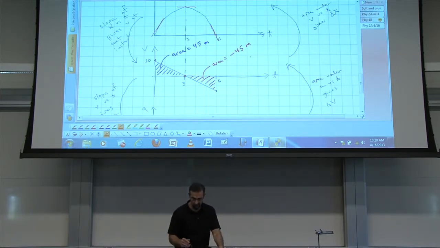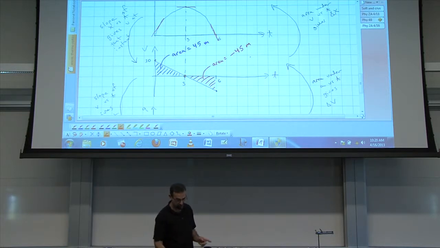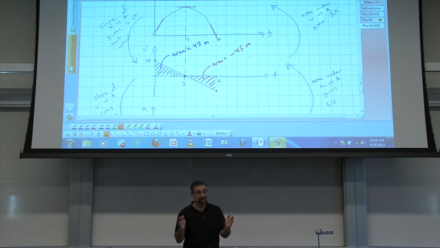So there was one of the problems that a lot of you had trouble with dealt with this. They gave you velocity versus time, and they asked you to rank the displacements over different time intervals. So you needed to look at the area under those curves, add them all up. Some were positive, some were negative, some were 0. Add them up, and that's the displacement for that time interval.